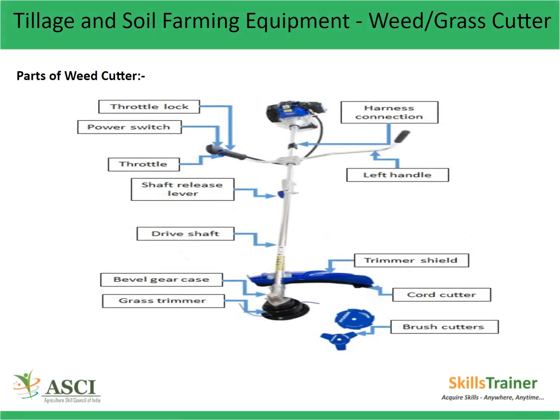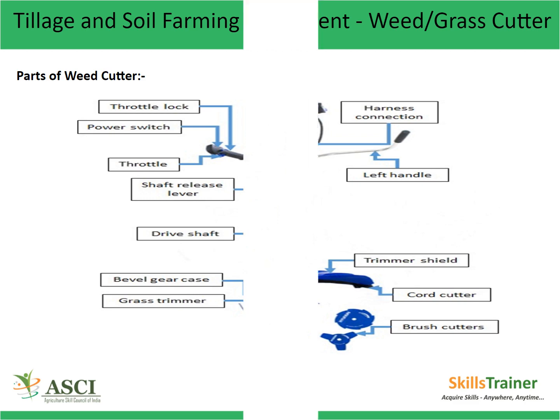Weed or grass cutter. Dear trainees, different parts of a weed cutter are throttle lock, power switch, throttle, shaft release lever, drive shaft, bevel gear case, grass trimmer, brush cutters, cord cutter, trimmer shield, left handle and harness connection.